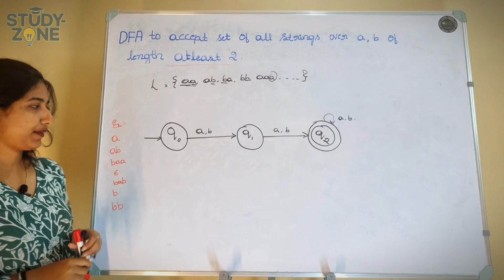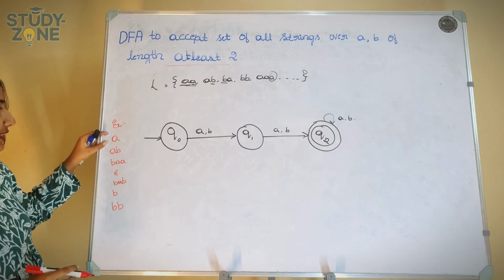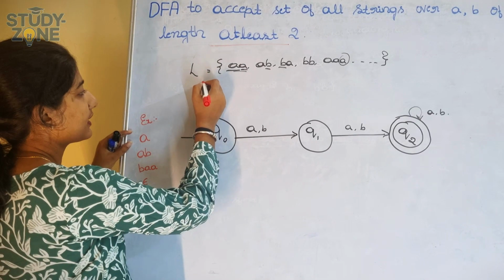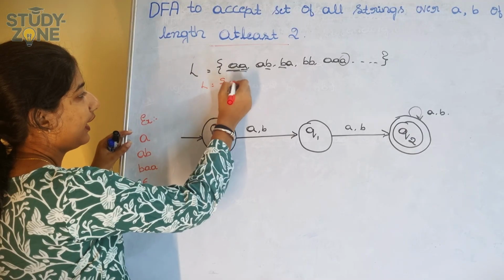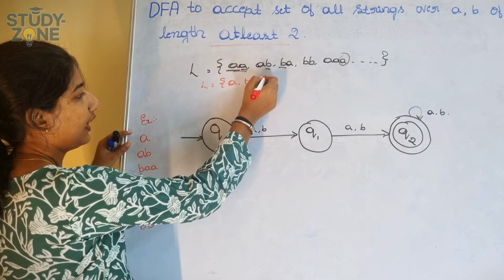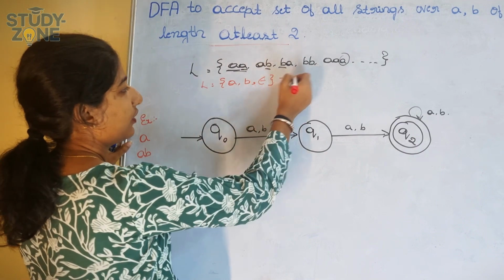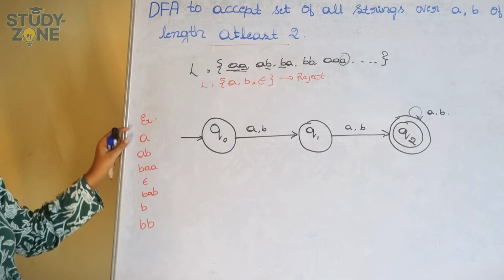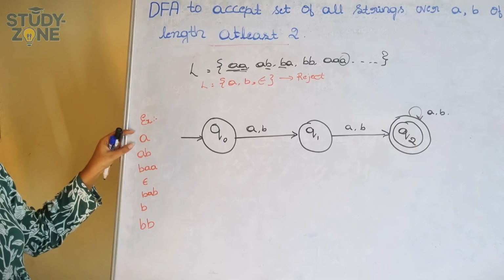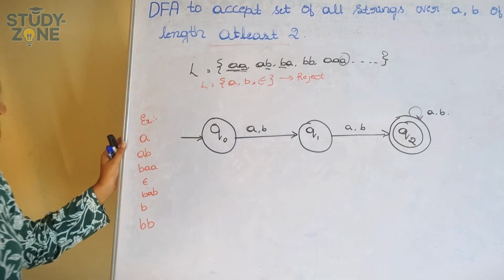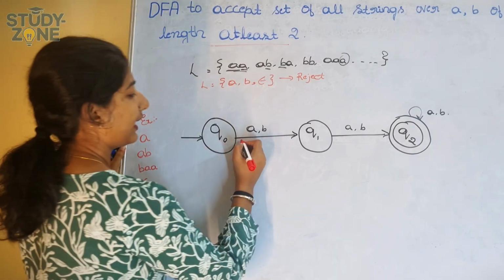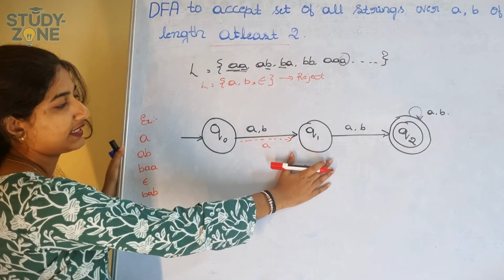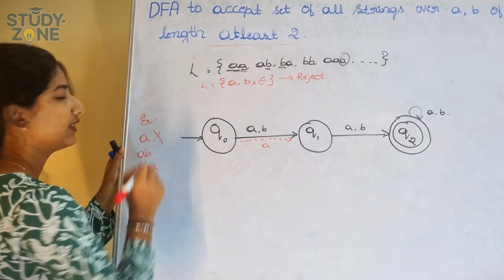Okay, the first example is A. So let's see. A is a string which should get rejected, right? So what are the strings that are going to be rejected here? A, B and null set. These are all the strings that are going to get rejected. So if A gets rejected, then our transition diagram is proper. So let's see. Q0 on A moving to Q1. But Q1 is not an accepting state. So this one will get rejected.